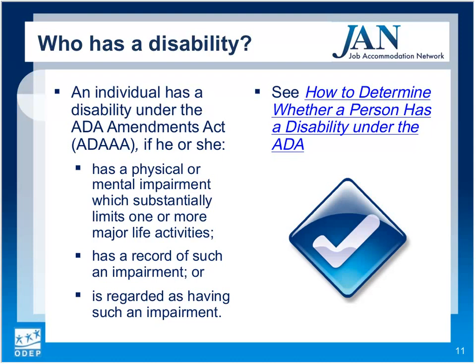The term substantially limits is not supposed to be construed in a very strict way. It should be construed broadly in favor of expansive coverage. So it's not meant to be a demanding standard. An impairment is a disability if it limits the ability of an individual to perform major life activities as compared to most people, not just those that have a similar type of impairment.